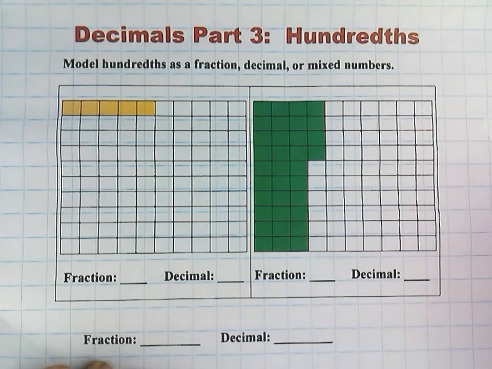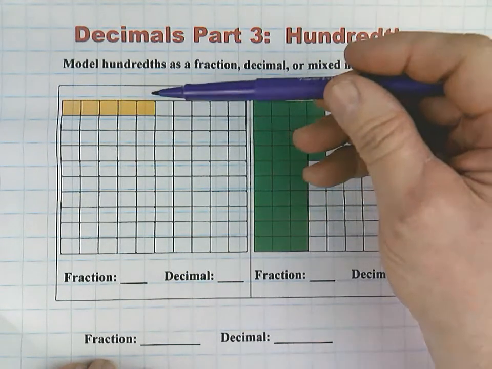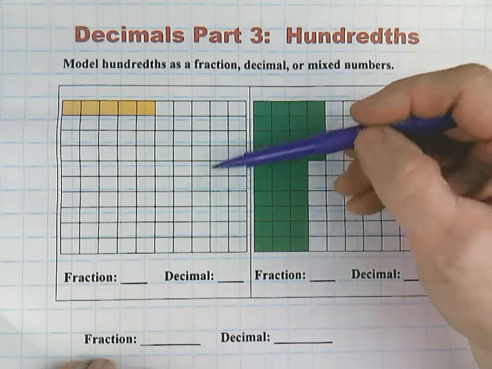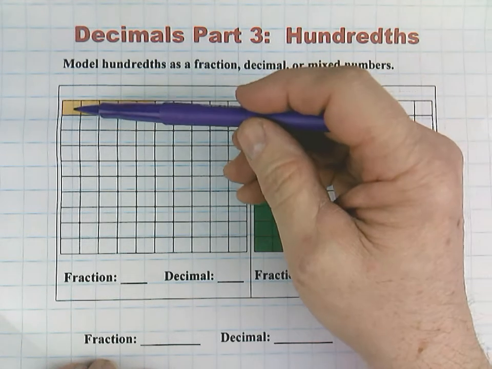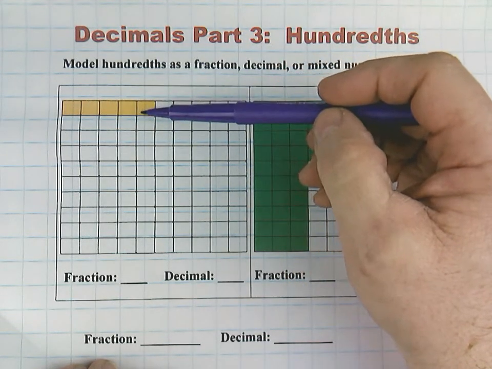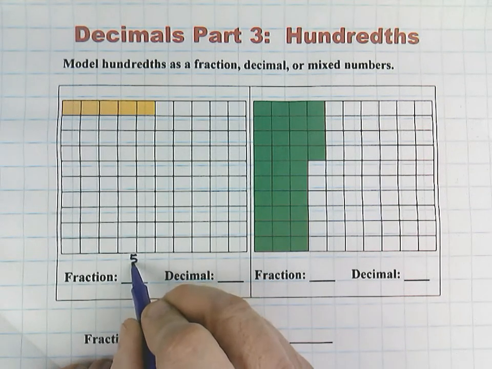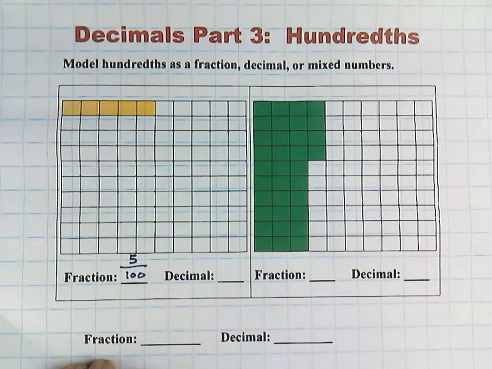It's important to be able to model hundredths. So in the yellow here, we have a hundreds grid, and you don't usually have to count every single square. You want to recognize that there's 100. You have 10 rows of 10. In this case, we have 1, 2, 3, 4, 5 that are shaded yellow. So in fraction form, that would be 5 hundredths. Now in decimal form, there is one little trick to it.